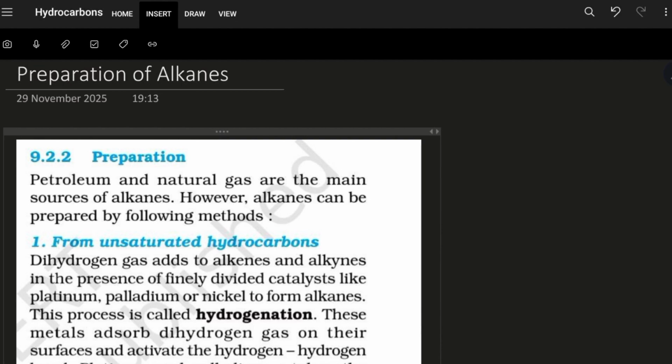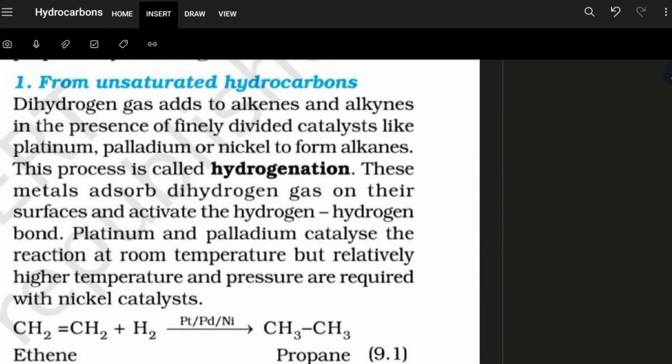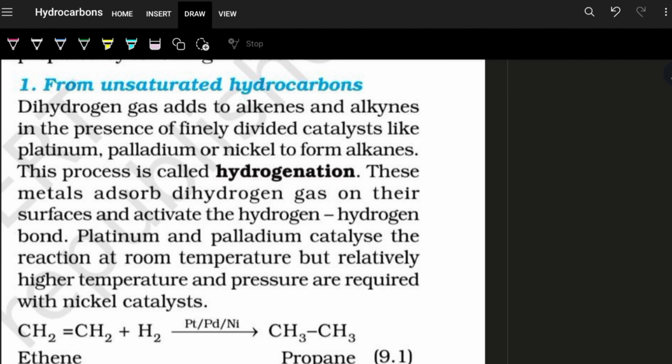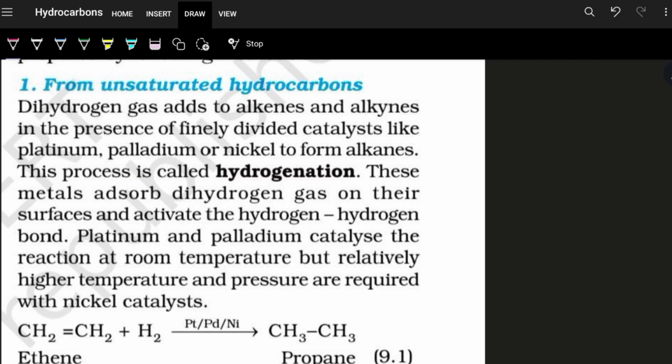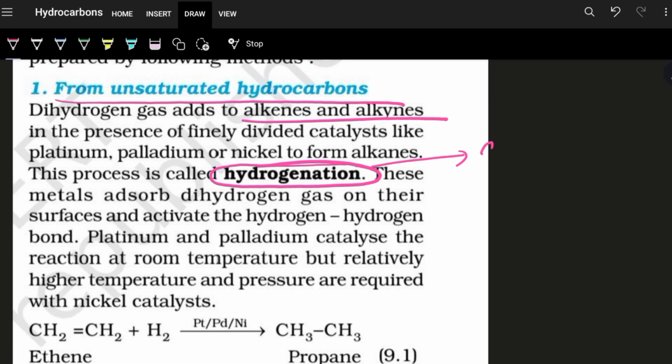This topic is preparation of alkane. How can alkanes be prepared? We know alkanes are saturated hydrocarbons. So they can be prepared from unsaturated hydrocarbons like alkenes or alkynes by the method of addition reaction. That is hydrogenation. That is what hydrogenation means: addition of hydrogen.